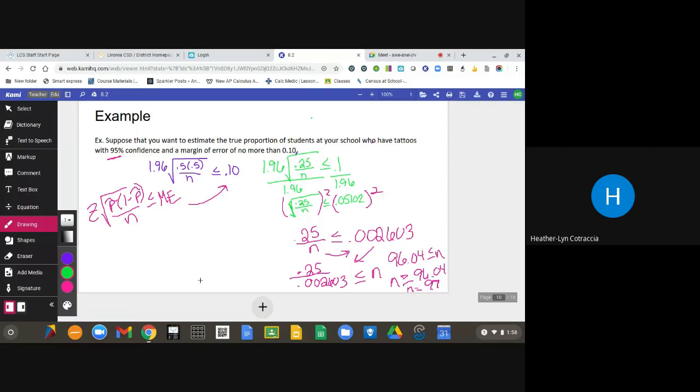Okay, so that's probably the trickiest part. I don't think constructing a confidence interval is tricky, but sometimes working backwards, especially with knowing how to work with radicals, since it's been a little while, that's a little more tricky.